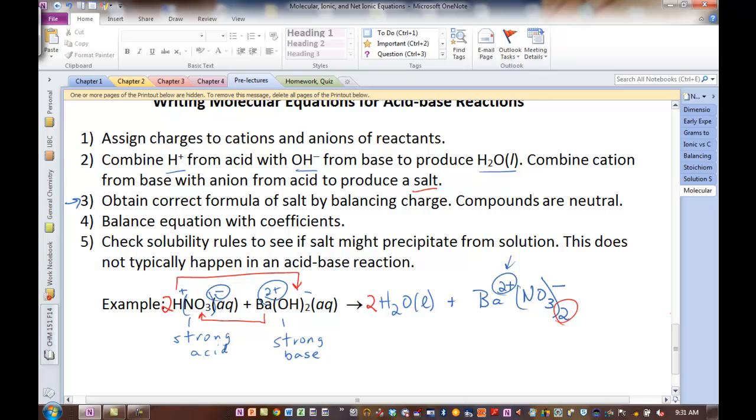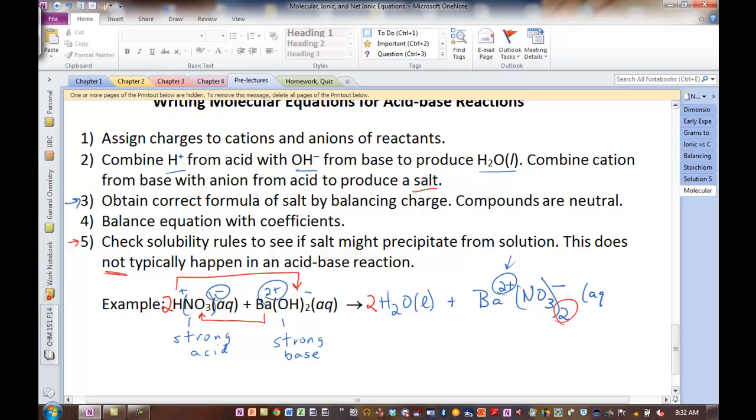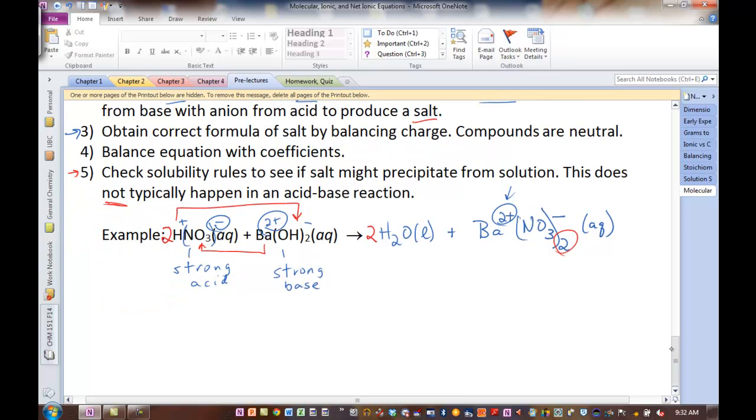Oh, one last thing. I forgot to check solubility rules. Usually you will not get a precipitate in an acid-base reaction. You will not. But you might double check. You will see that all nitrates are soluble. All nitrate salts are soluble. And so we write aq after to indicate that's a soluble salt. All right, we're going to clean up our molecular equation now.